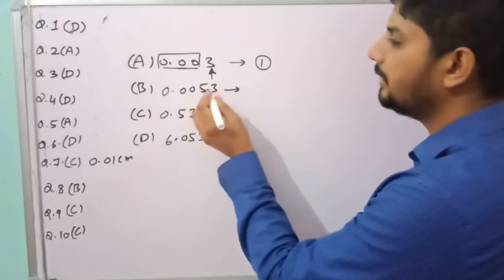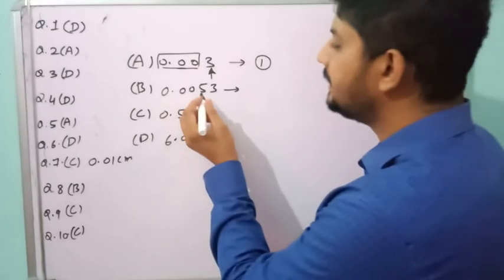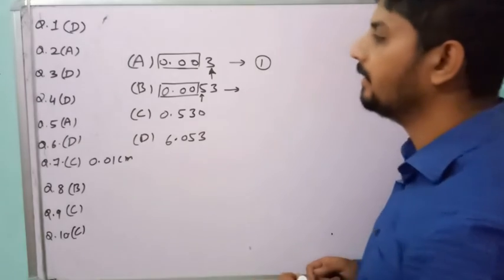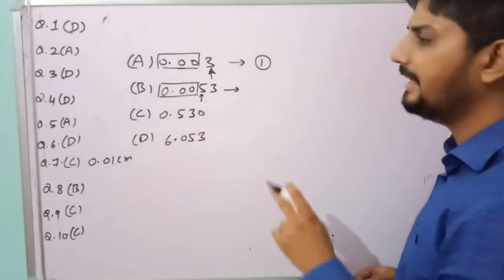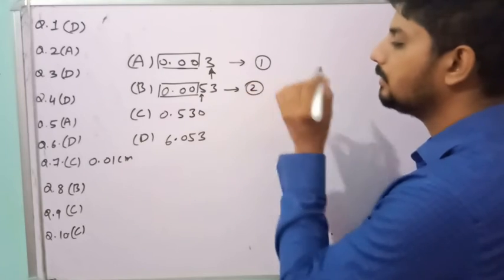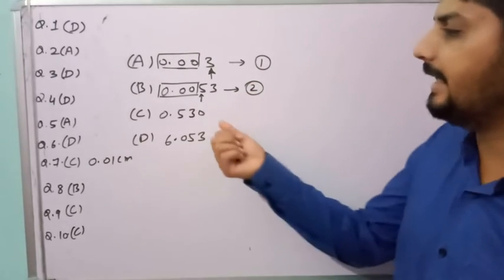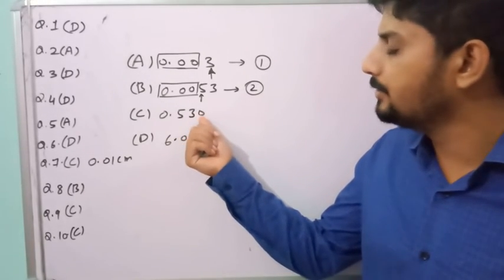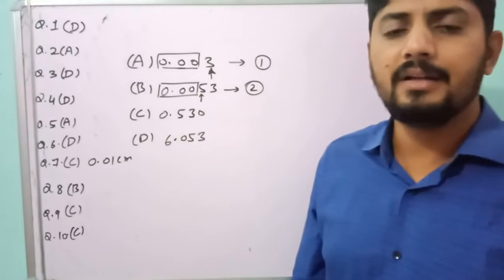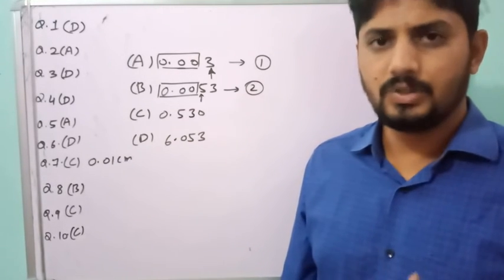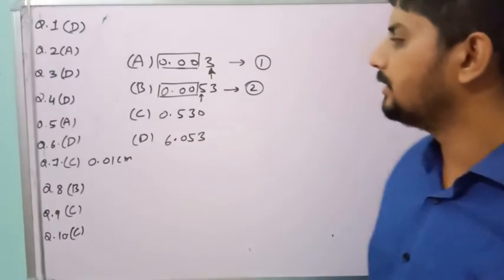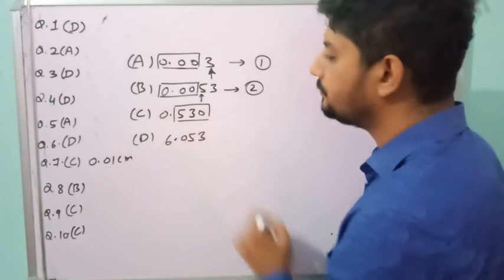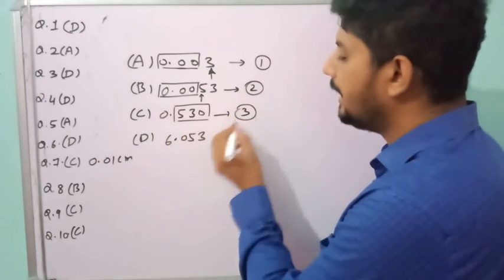In option B, the same rule is applied. This is our non-zero digit, so all these zeros are considered not significant. So the total number of significant digits in option B is 2. In option C, rule number 4 is being applied for trailing zeros. In 0.530, if the number is a decimal number, all the trailing zeros are considered significant. So this zero is significant, and the number of significant digits is 3.